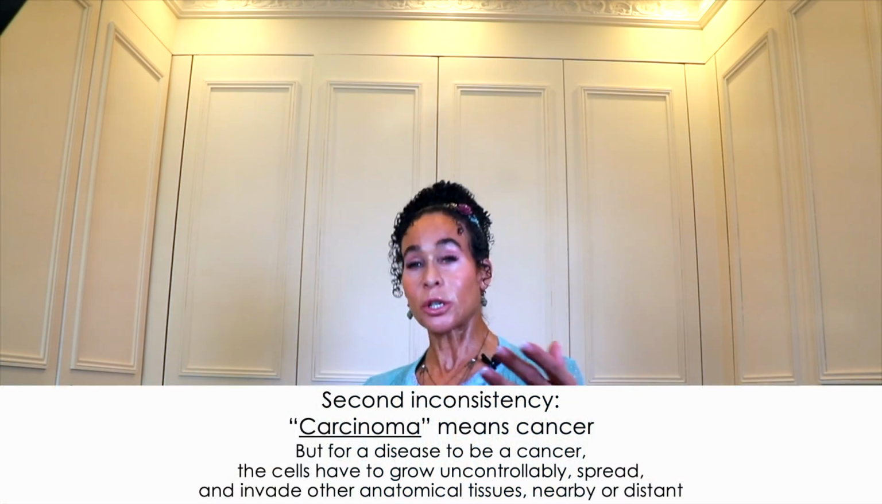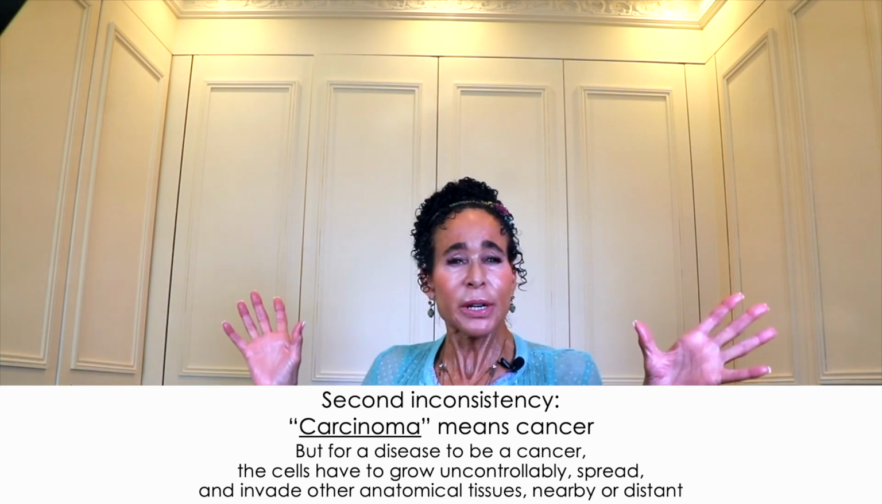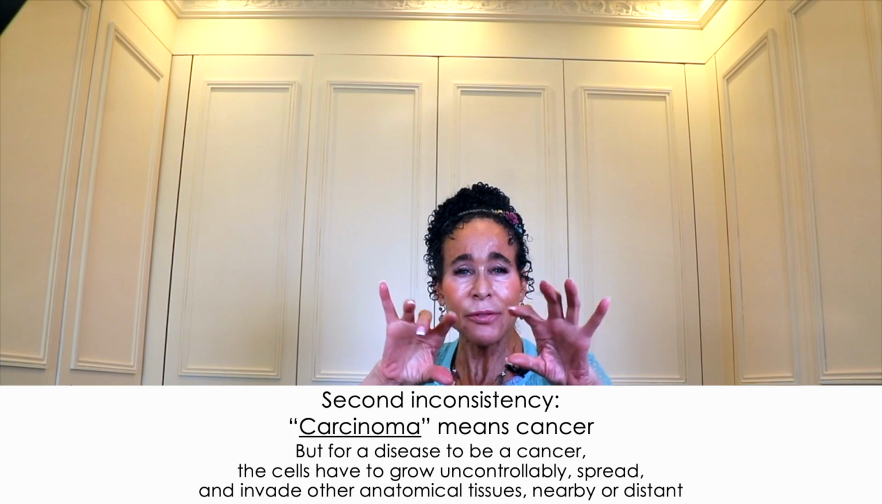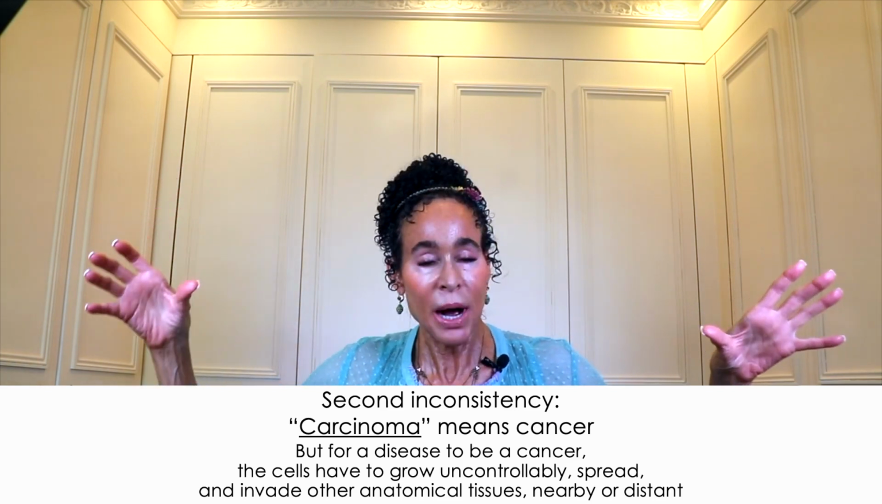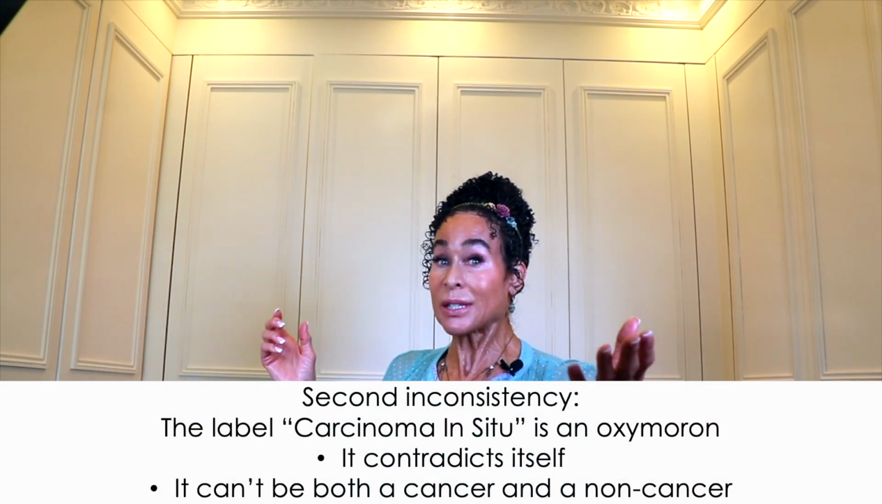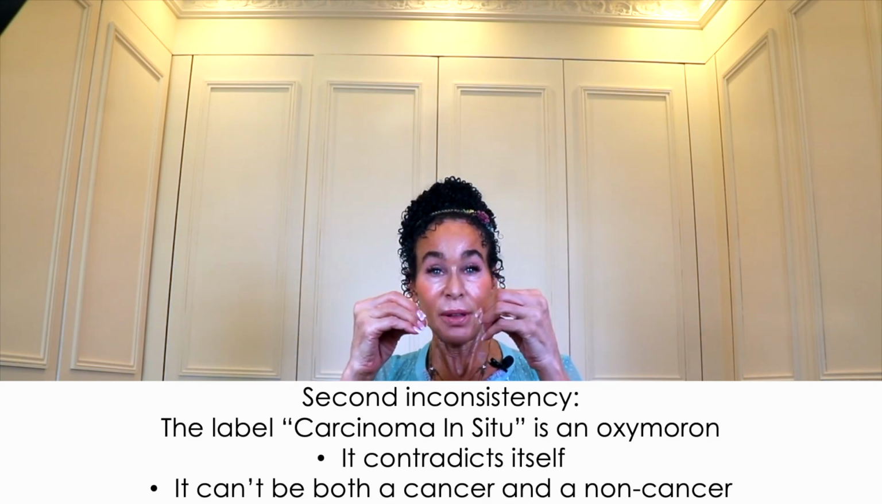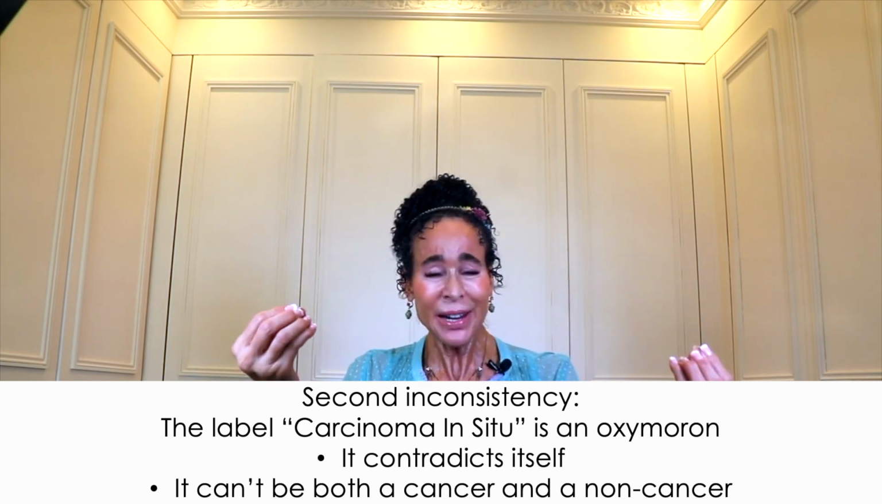On the other hand, the word carcinoma means cancer. But for a disease to be a cancer, the cells have to grow uncontrollably, spread, and invade other anatomical tissues nearby or distant. Carcinoma is not in its original location. So the label carcinoma in situ is an oxymoron. It contradicts itself. It can't be both a cancer and a non-cancer. You can't have it both ways. It can't be both local and distant. It can't be both in its original location and also not in its original location. It can't be both in situ and invasive. It's either one or the other.